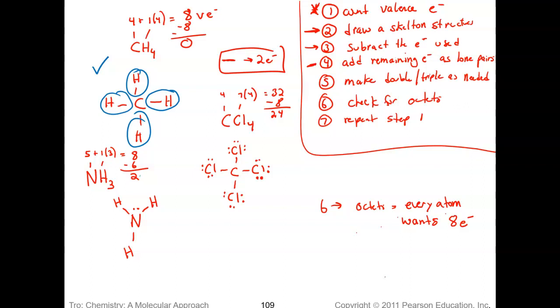So now we need to check for octets. What does that mean? Again, does everyone have 8? So carbon believes it has 2, 4, 6, 8. So carbon's got 8. Happy carbon. Oops, I did not mean to erase carbon.